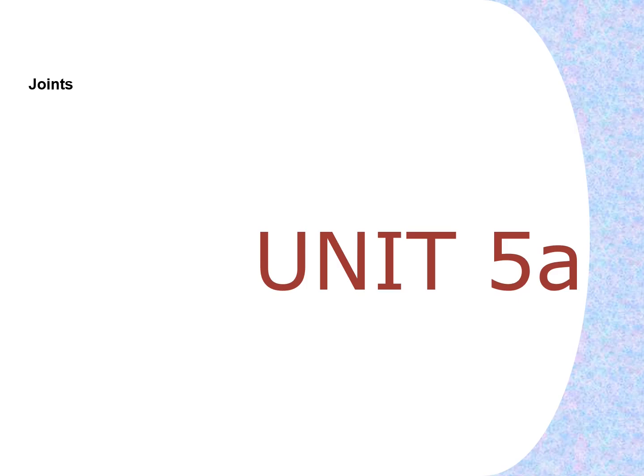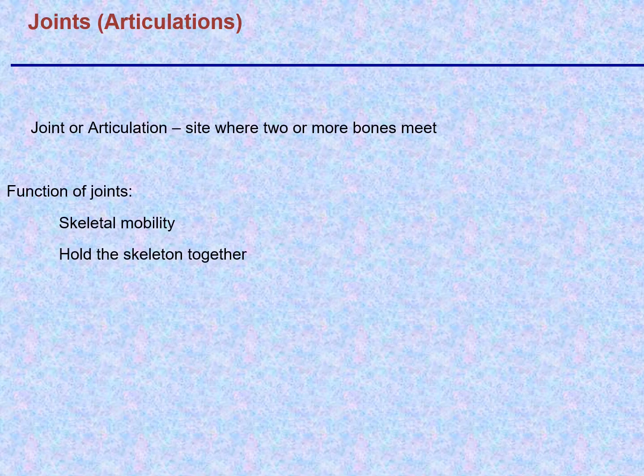This is Unit 5A. Joints or articulations are the sites of meeting points of two or more bones, and they allow for skeletal mobility, and they also hold the skeleton together. They are the weakest parts of the skeleton. Most injuries to the skeleton actually occur at the joints.